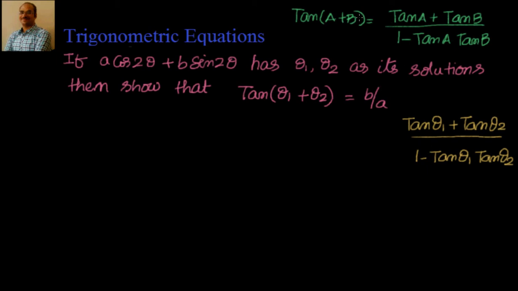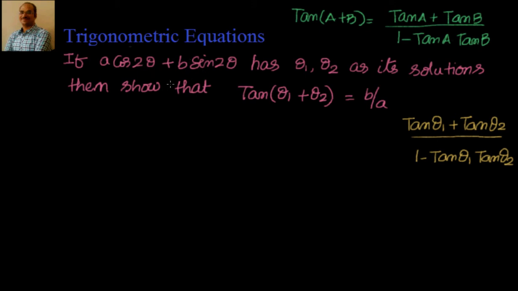Now, if theta 1, theta 2 are solutions of this equation, then tan theta 1 and tan theta 2 should be solutions of an equation which is in the form of tans. That means I have to convert this equation into tan. Then I can use the quadratic equation formulas: sum of the roots equal to minus b by a and product of the roots equal to c by a. So this is the sum of the roots, this is the product of the roots.